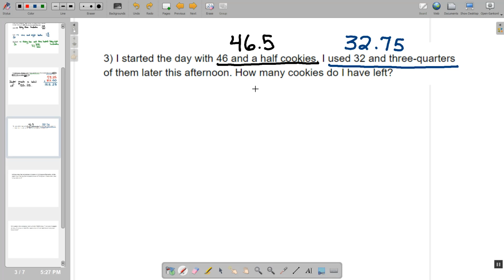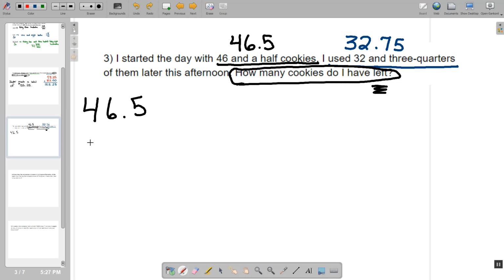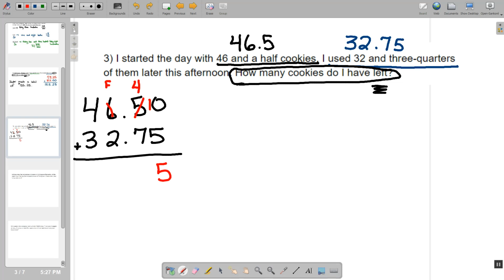How many cookies do I have left? So in this case, how many do I have left indicates subtraction. So we're going to do the larger number minus the smaller number. Once again, lining up our place values. But this time, we need to have that added 0 in the top number because 5/10 and 50 hundredths are the same. So when we subtract, we're definitely going to need to do some borrowing on this problem, which we have done a lot of.